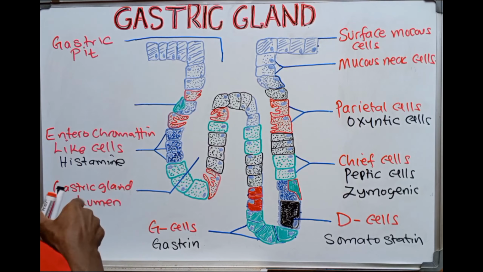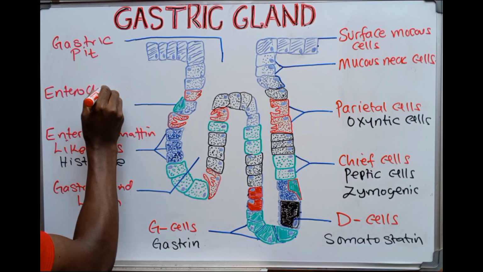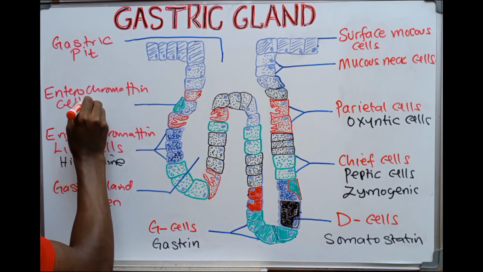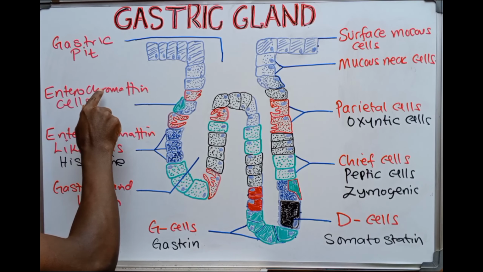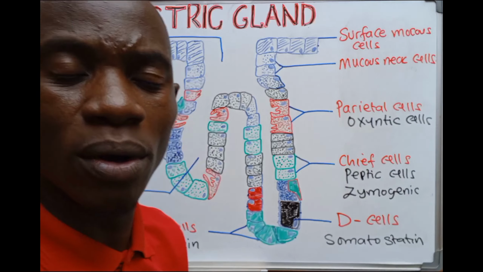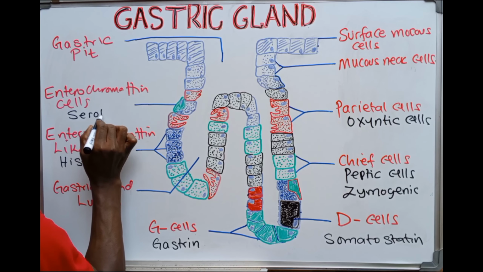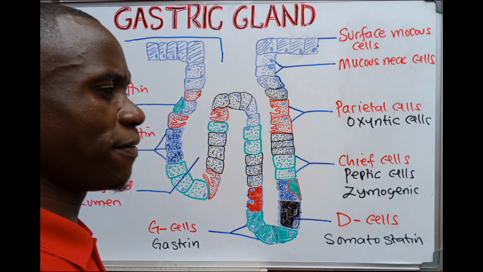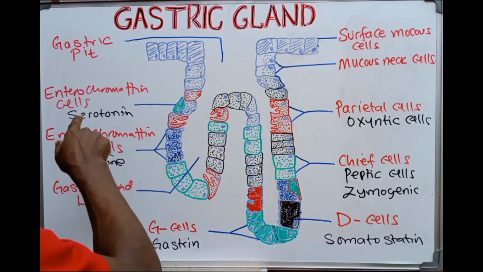Okay. And then the last kind of cell, which is very important, is the enterochromaffin cell. Now, these ones are enterochromaffin-like cells, and these ones are just enterochromaffin cells. These cells produce a molecule called serotonin. And of course, serotonin is going to influence motility within the GIT. Super important.